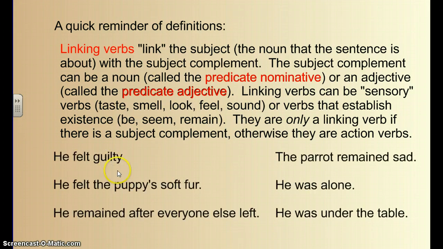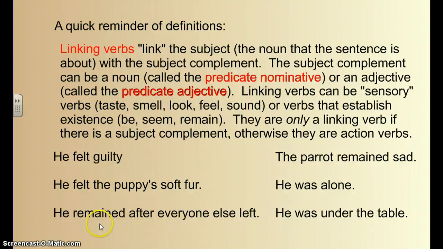In the sentences I have down here, he felt guilty. He equals guilty, therefore felt is a linking verb. The sentence beneath, the same verb felt, which is a sensory verb. He felt the puppy's soft fur. He felt the fur, so he's doing something to that. It's not him equaling the fur. That means this is actually an action verb, more specifically a transitive verb.